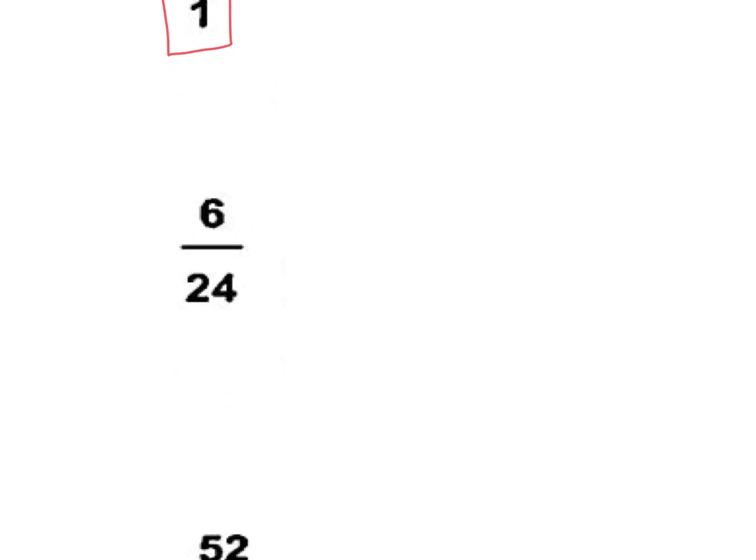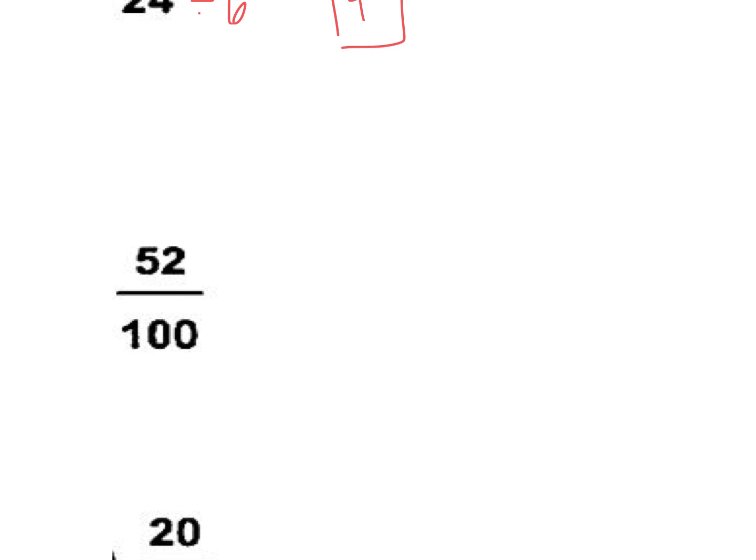6 over 24, those can both be divided by 6. And again, maybe you started with 2, and then you would just have to divide a second time. 6 divided by 6 is 1. 24 divided by 6 is 4. 1/4.